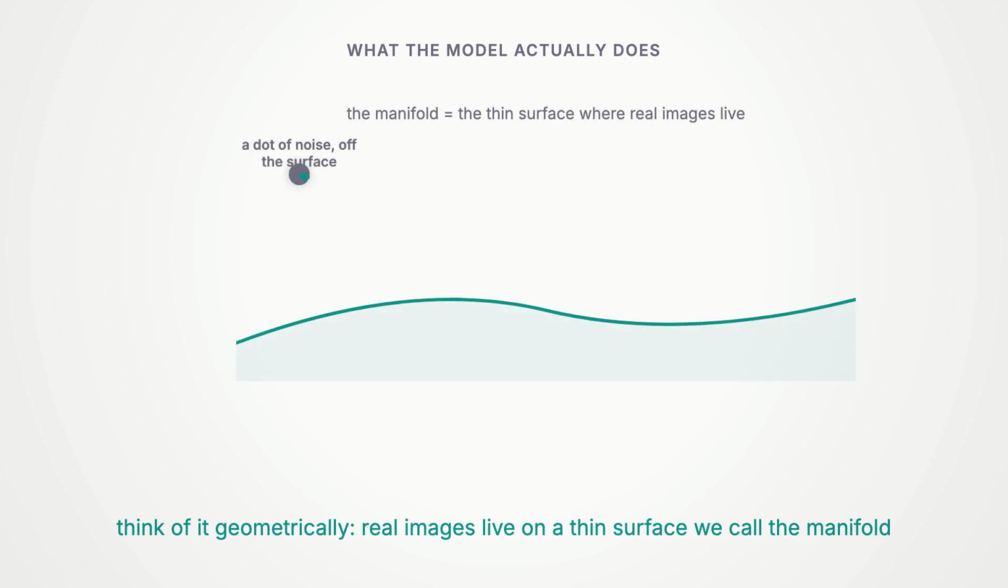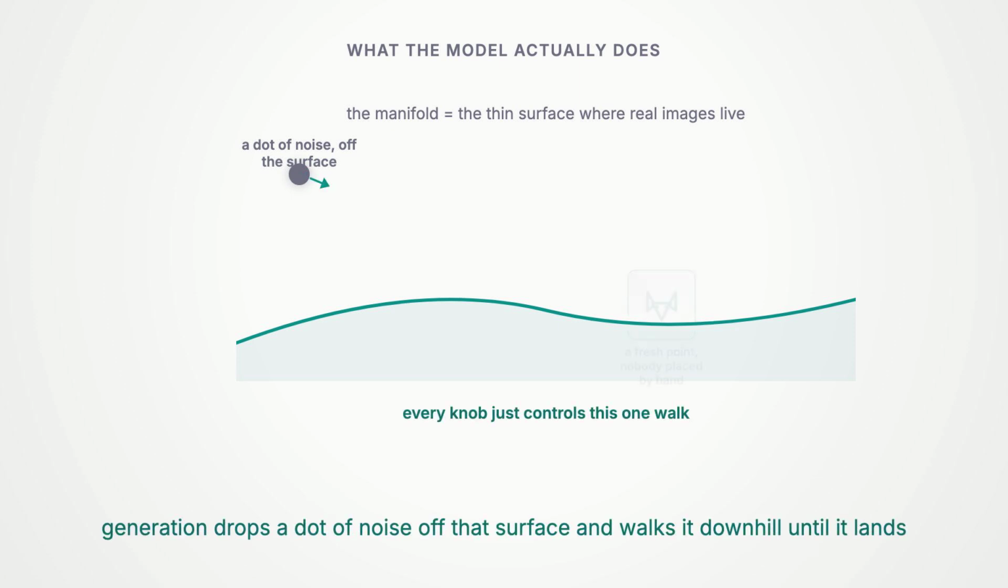Think of it geometrically. Every plausible image is a point in a vast space, and during training the model learned the thin surface where the real, sensible images live. We will call that surface the manifold. Generation drops a single dot of noise somewhere off that surface and walks it downhill until it lands on the manifold, on a fresh point that nobody placed there by hand. That is the whole picture.